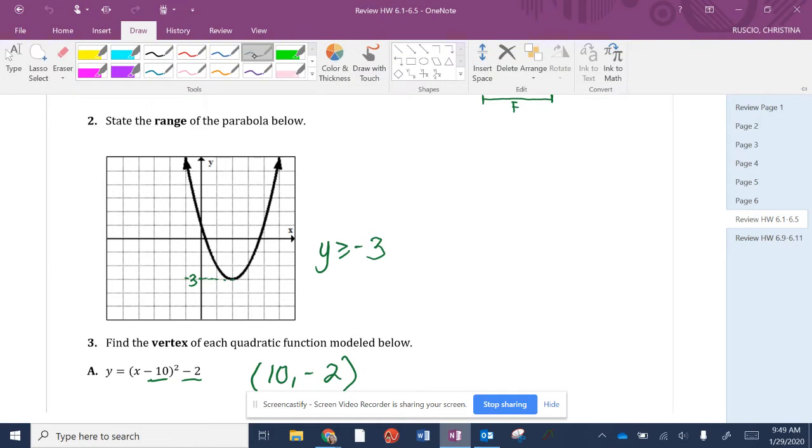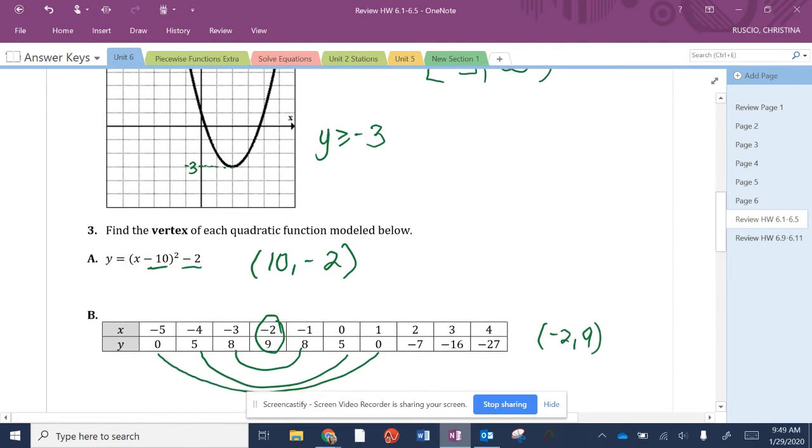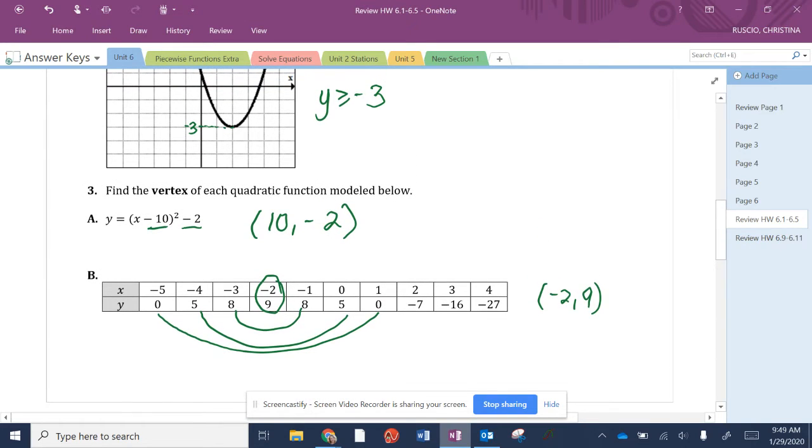What we could have also done is written it as -3 all the way to infinity. Okay, range, low to high, -3 all the way to infinity. Number 3, here's the vertex. We have to find the vertex of both of these.